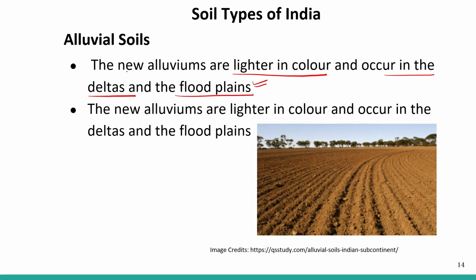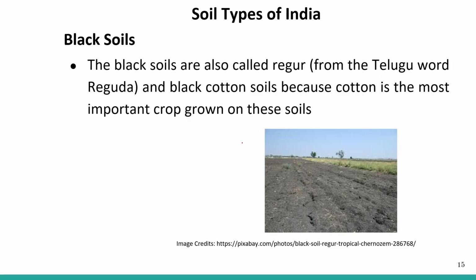Here there are two types of alluvium, that is new and old. The new one is lighter in color. The old one is dark in color, and they occur in the deltas and the floodplains. The new alluvium, lighter in color, occurs in the deltas and floodplains.